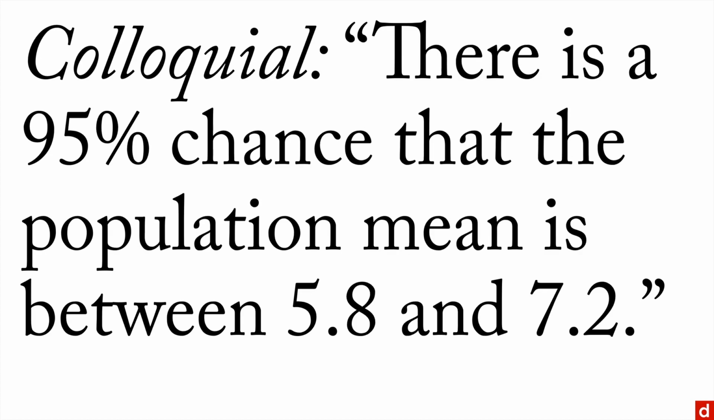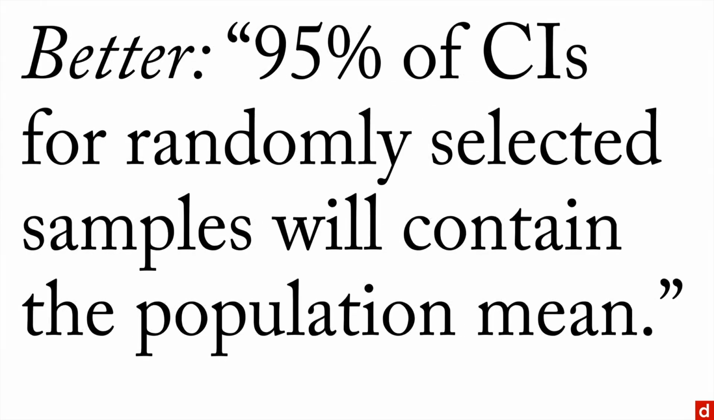Well, in most statistical procedures, specifically frequentist as opposed to Bayesian, you can't do that. That implies that the population mean shifts. That's not usually how people see it. Instead, a better interpretation is this. 95% of confidence intervals for randomly selected samples will contain the population mean.